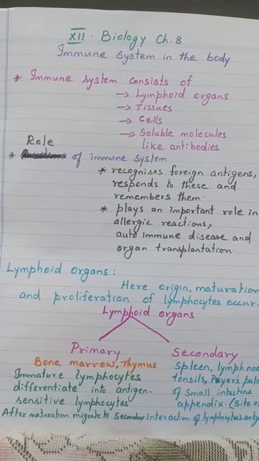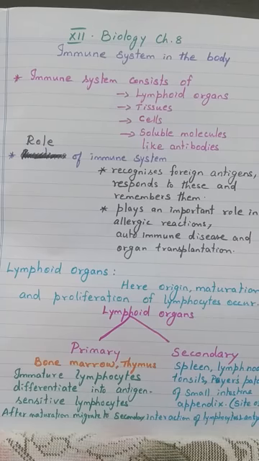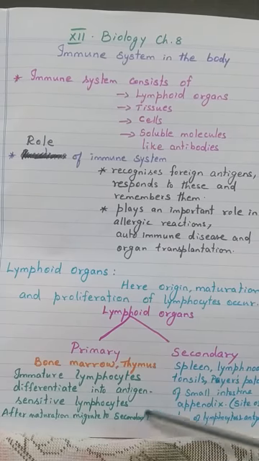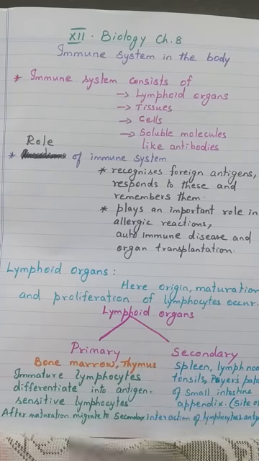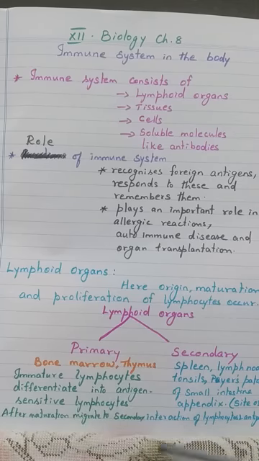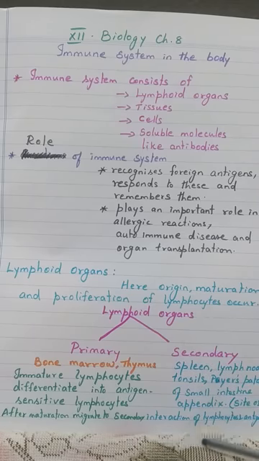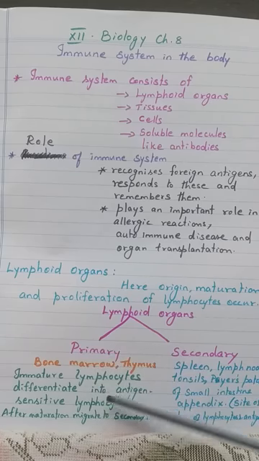In primary lymphoid organs, immature lymphocytes differentiate into antigen sensitive lymphocytes. And after maturation, these lymphocytes migrate to secondary lymphoid organs. So in bone marrow and thymus, the immature lymphocytes mature, and after maturation they migrate to secondary lymphoid organs. The secondary lymphoid organs are the site of interaction of lymphocytes and antigens.